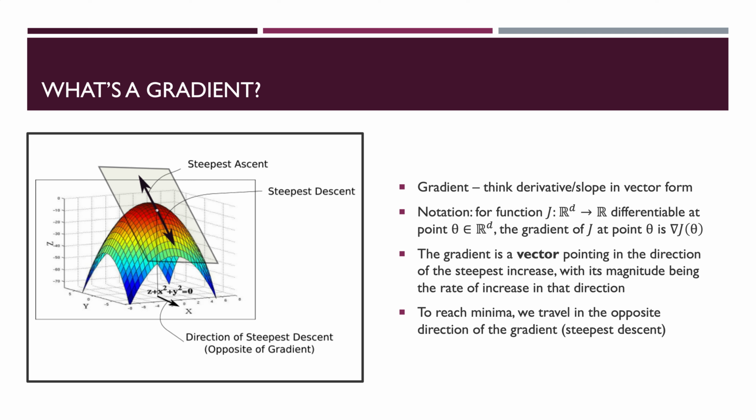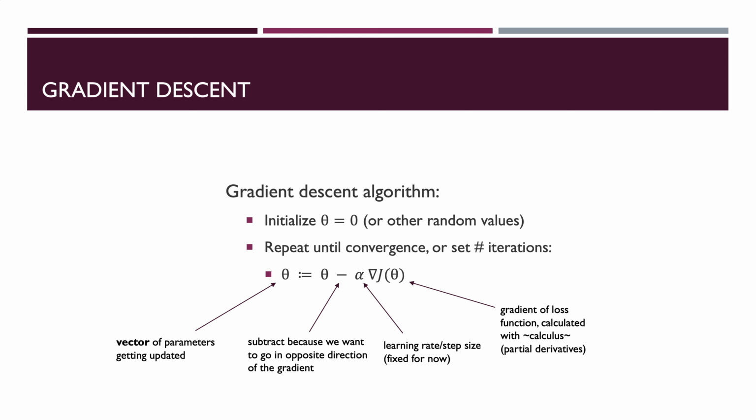So if we're looking at a point down here, the slope is a lot steeper, and so the gradient will be a longer vector, whereas up here, the slope is gentler, so the gradient will be a shorter vector. And to reach a minimum, we'll need to travel in the opposite direction of the gradient, since the gradient itself would lead us to maximum values.